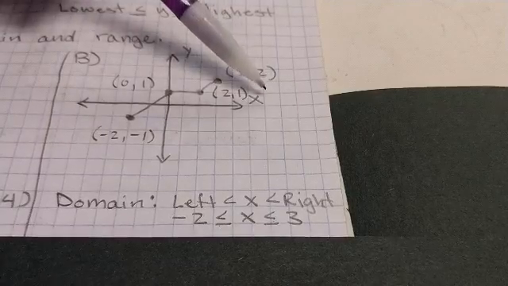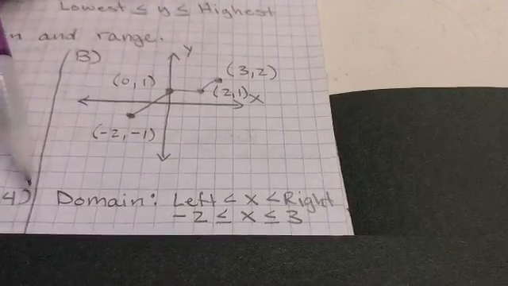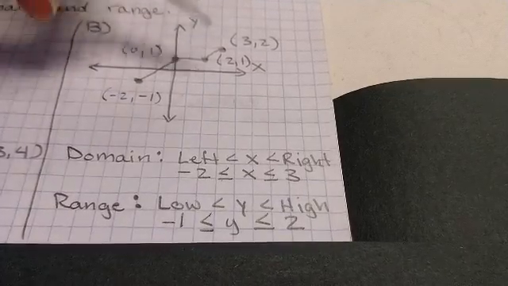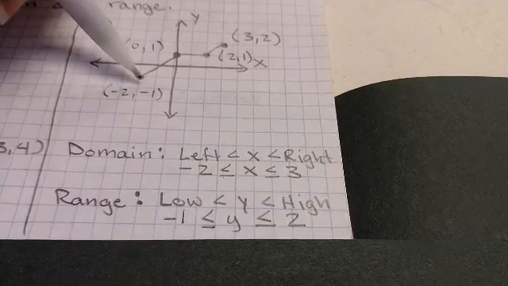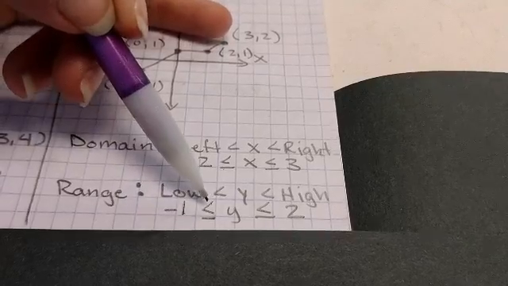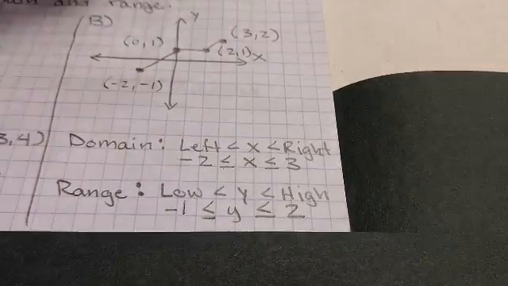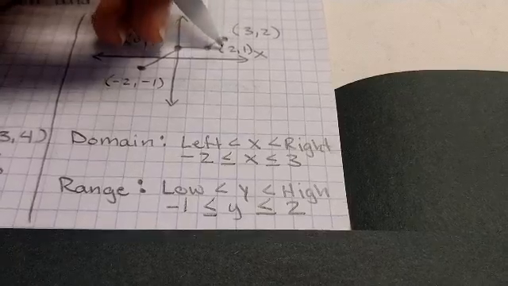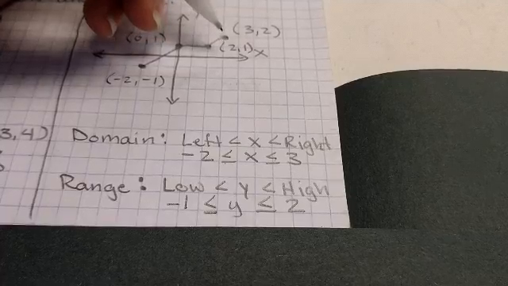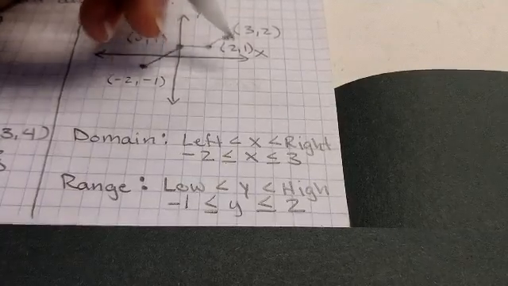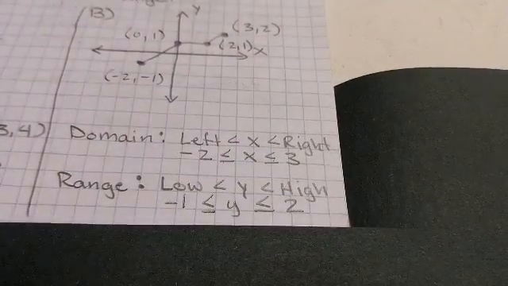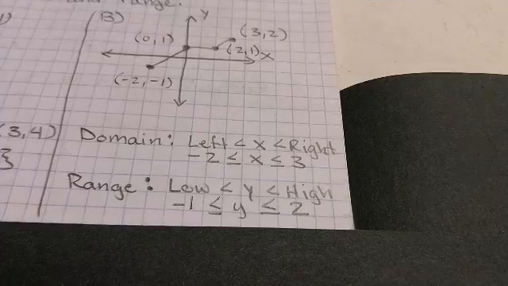So left and right for the domain. For our range, we want our low and our high. My lowest point is this -1 here, and it is a closed circle, so I have -1 is less than or equal to y. And then I found my highest point. My highest point is right here at 3, 2, and it is a closed circle, so it's going to be less than or equal to 2. And here's our domain and our range for part B.